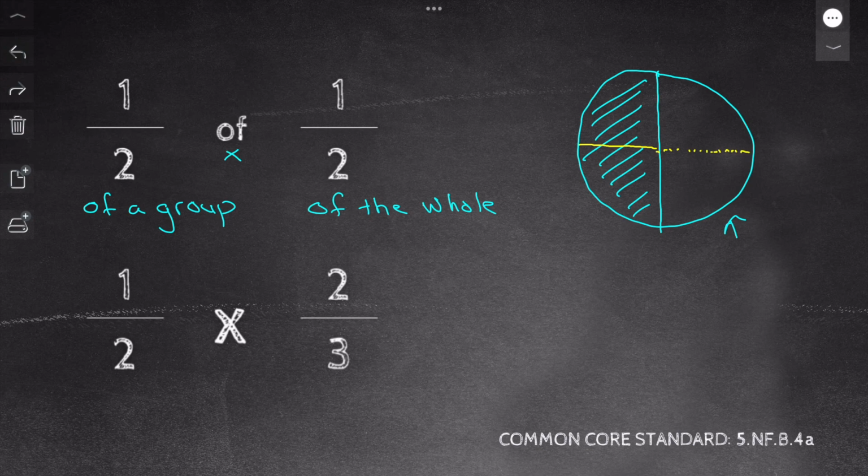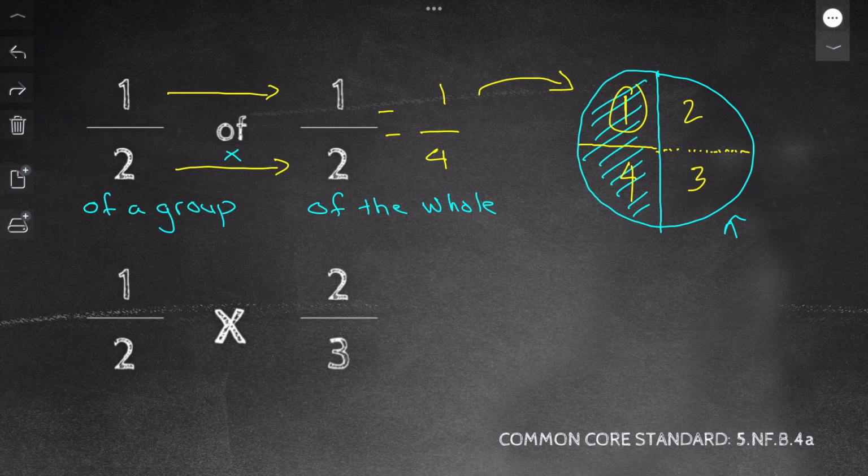And so if I only had one of these, I have 1 out of 4 pieces. And when I multiply straight across, 1 times 1 equals 1, and 2 times 2 equals 4. So I showed you why we have 1/4. Let's take a look at our problem underneath.